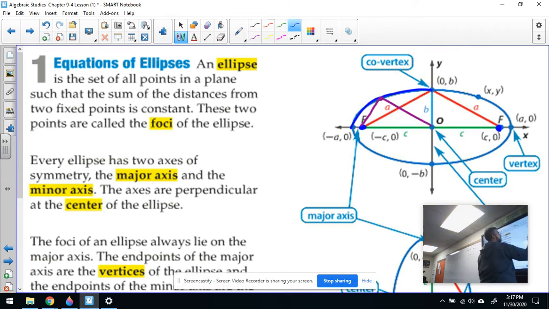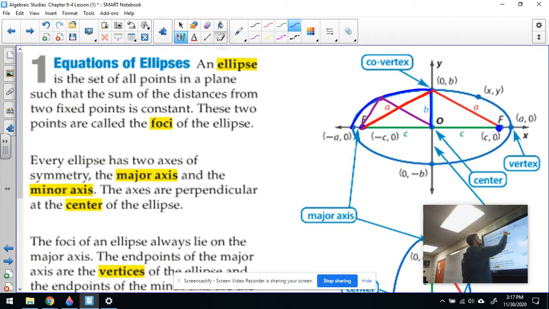So we have the value of a, from the focus to the co-vertex, 0, b, and we have the value from the center to our co-vertex, which is also the value b, right? And so what happens is we end up having this formula that ties a, b, and c all together and holds them accountable to each other. We're going to look at that on the next page.